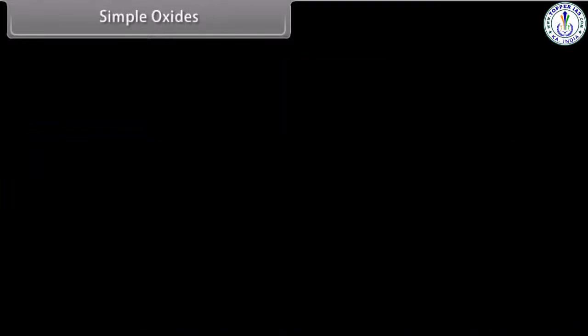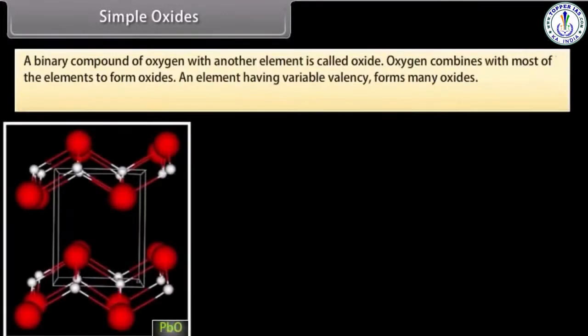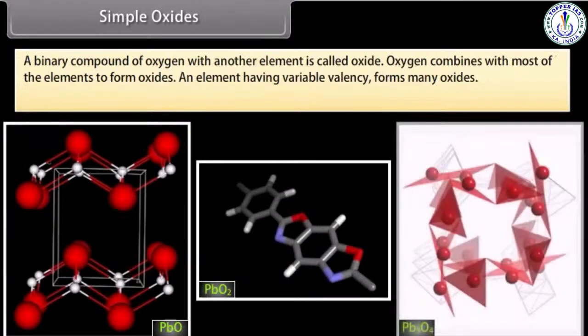Simple oxides. A binary compound of oxygen with another element is called an oxide. Oxygen combines with most of the elements to form oxides. An element having variable valency forms many oxides, for example, PbO, PbO2 and Pb3O4.